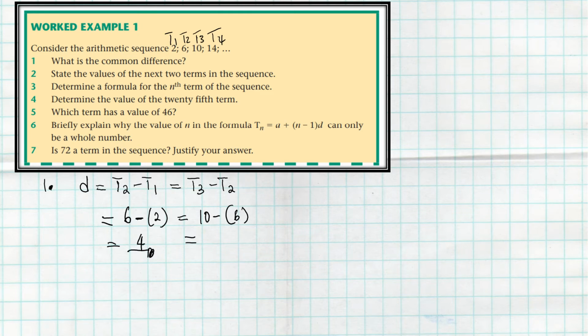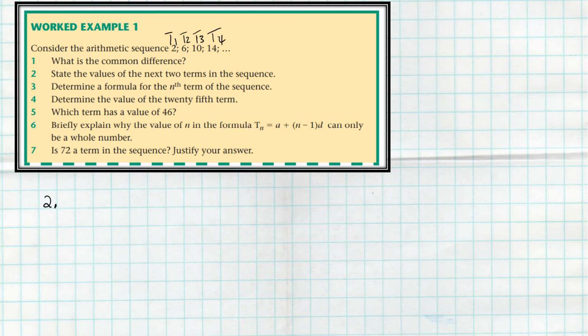Then let's check the other side. 10 minus, we remove the brackets, 10 minus 6, this is also going to be 4. Then our common difference is equal to 4. So that is our common difference. That's quite an easy one.